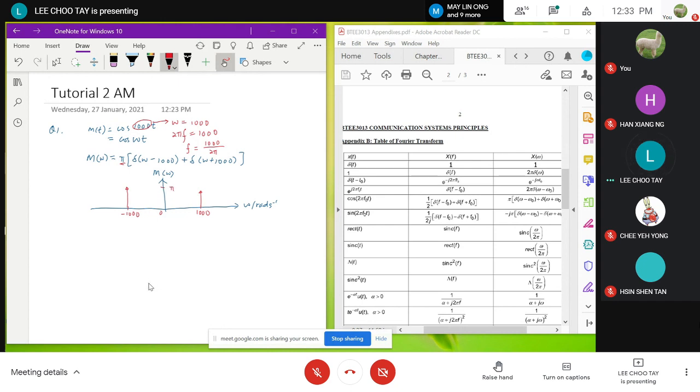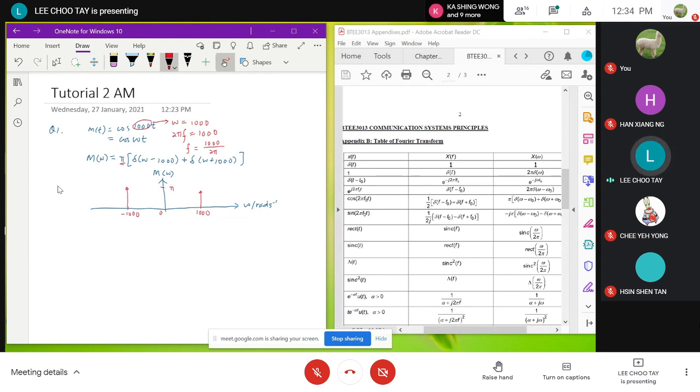This is the spectrum sketched in omega. The question never says whether to sketch in f or omega, so you are free to choose. But if you sketch in f, remember to convert: your f naught is 1000 over 2 pi, at both positive and negative positions, and the amplitude will be half, 0.5. That is in case you want to sketch it in linear frequency.